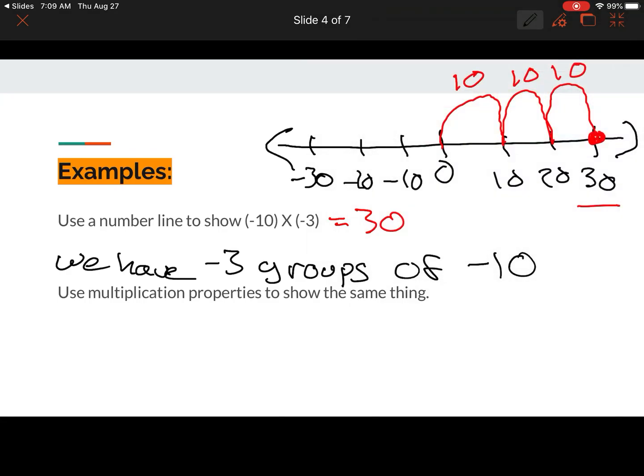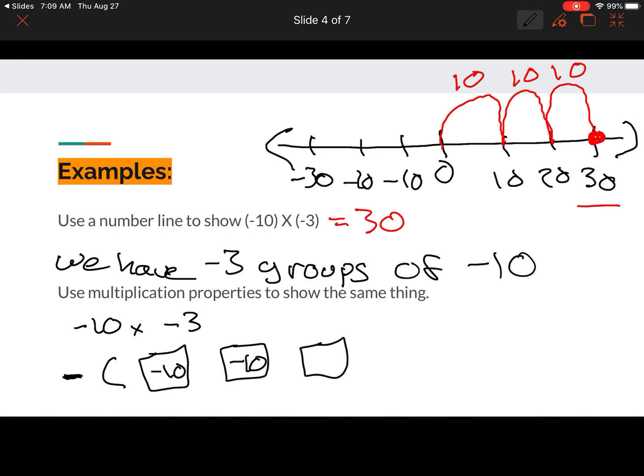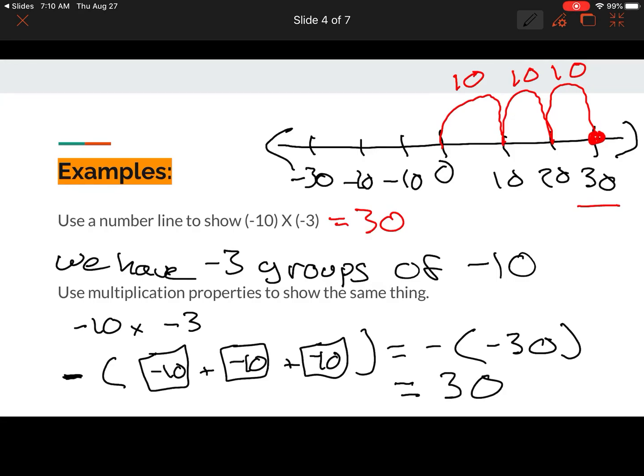Awesome. So we also want to show the same thing using multiplication properties. We have negative 10 times negative 3. Now let's make this into our groups again, right? So we're going to have a negative on the outside, and then we'll make three groups of negative 10. We'll be adding these together here, so we get negative of negative 30. And let's remember that we're multiplying a negative times a negative, we're going to get a positive. So negative of negative 30 would be equal to positive 30. That's a little example of how we can get the same answer using two different methods.